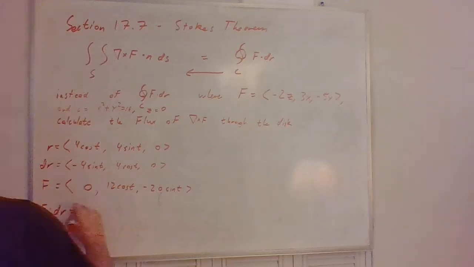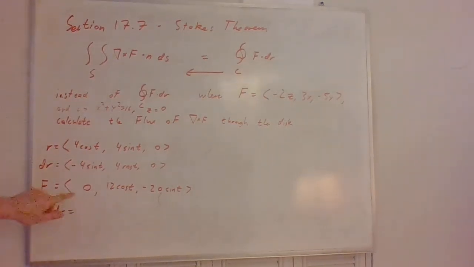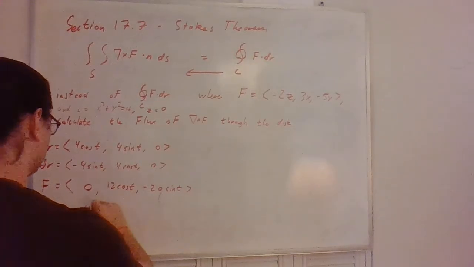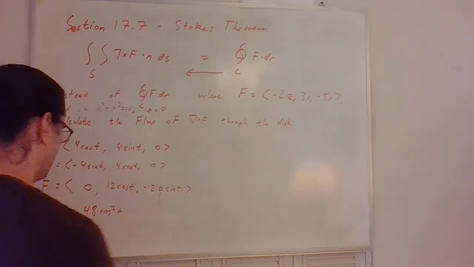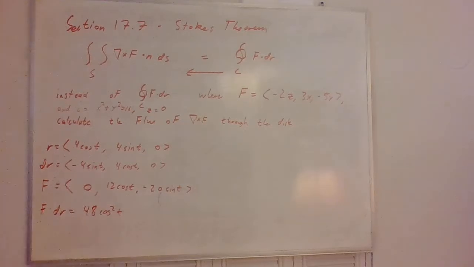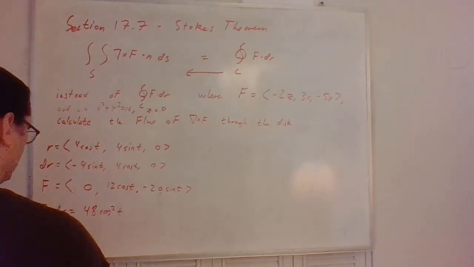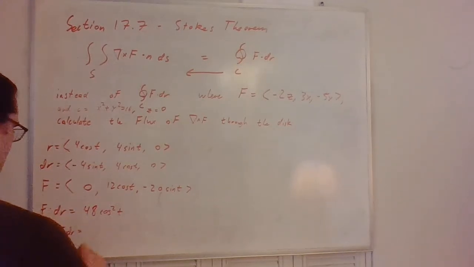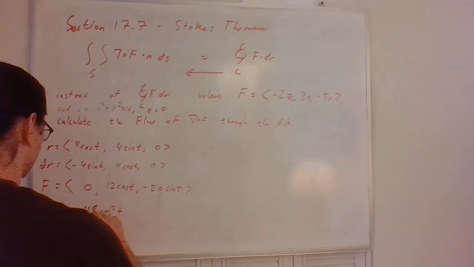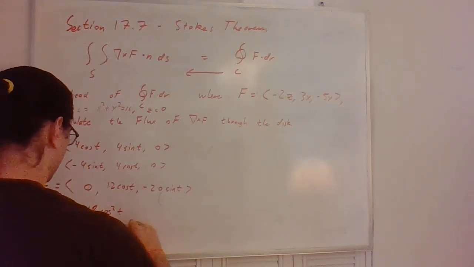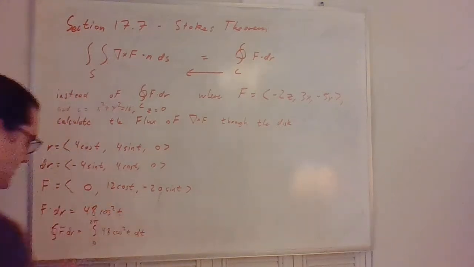F dot dr is going to give me 48 cosine squared t. So now we just have to integrate f dot dr, which will be the integral from 0 to 2 pi of 48 cosine squared t dt.